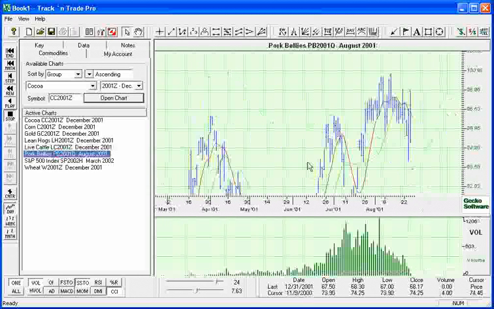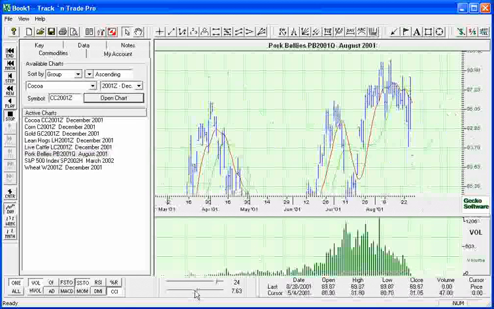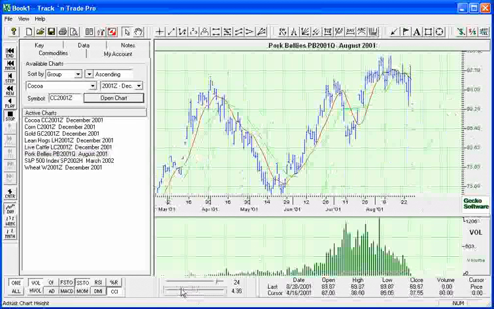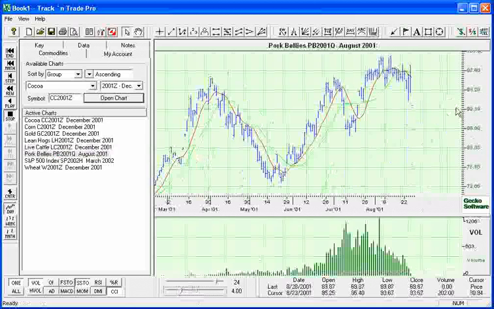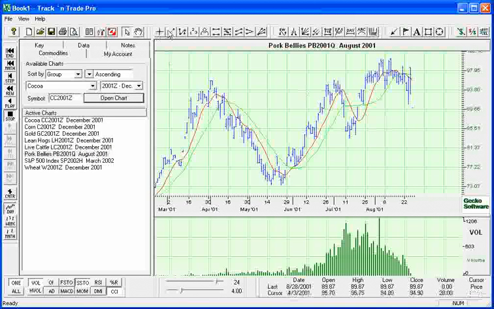Okay, let's go into pork bellies. Pork bellies. This is a wild market, very thinly traded. And right here on the same pork bellies chart, within 2 months of each other, we got a nice little double bottom. Okay, and we got a nice little double top right there.